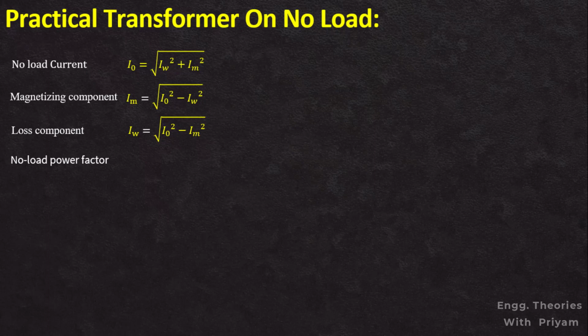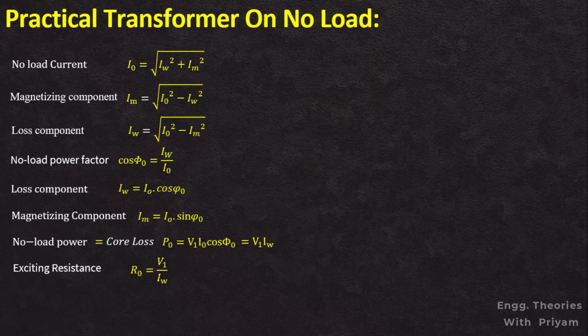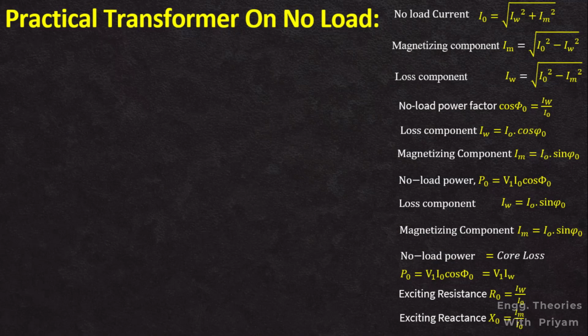Again, the no load power factor cos phi naught can be calculated as IW divided by I naught, and by using this no load power factor, we can calculate the loss component of the current IW as I naught cos phi naught, and the magnetizing component of the current IM as I naught sin phi naught. And no load power, which is also equal to the core loss of the practical transformer, is equal to P naught equals V1 I naught cos phi naught or V1 IW. And exciting resistance R naught is equal to V1 by IW, and exciting reactance X naught is equal to V1 by IM. Now let's look at some problems.